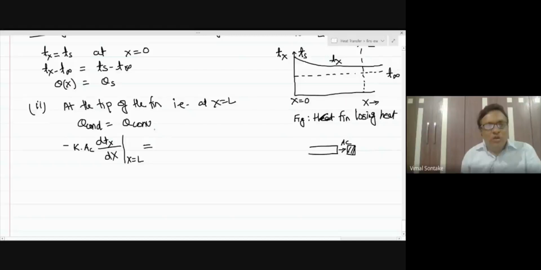Now the rate of heat convection, from Newton's law of cooling, is h into surface area into Tx minus T infinity. That is also at x equal to L.